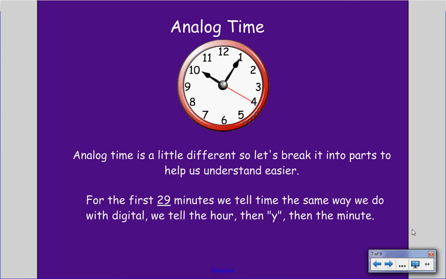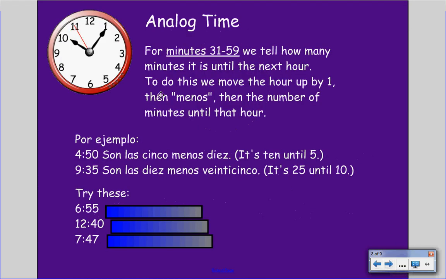Analog time. Analog time is a little different, so we're going to break it into parts so that you can understand it a lot easier. For the first 29 minutes, so from when the minute hand is right here after the 12 all the way to right before the 6, we tell time the exact same way that we did with digital. We would say the hour and the minute. So for example, on this clock it looks as if it's 10:05, so we would say son las 10:05. You already know that at the half hour we say y media.